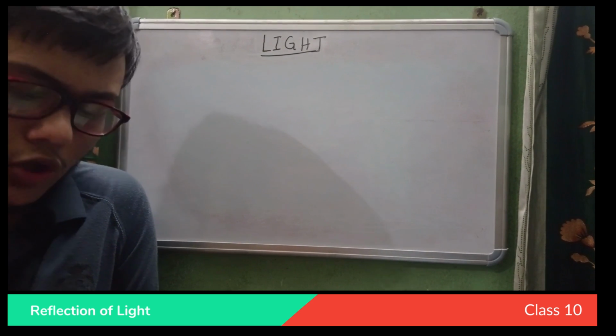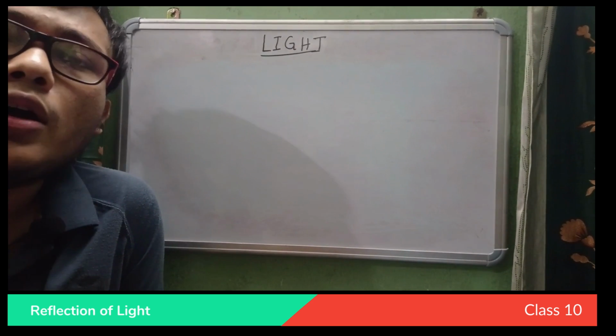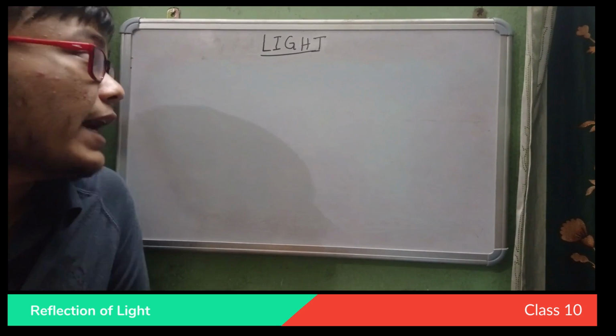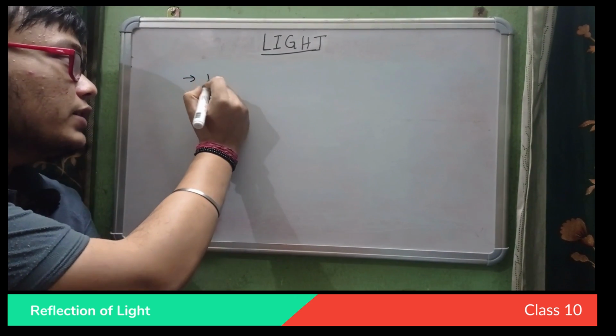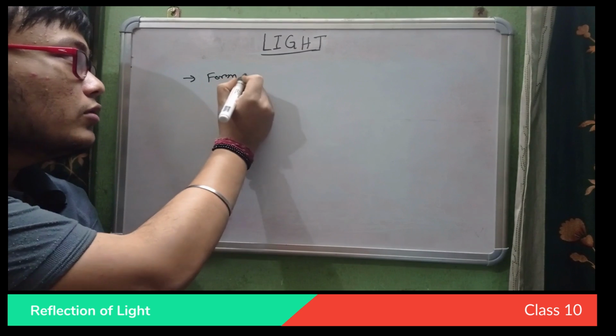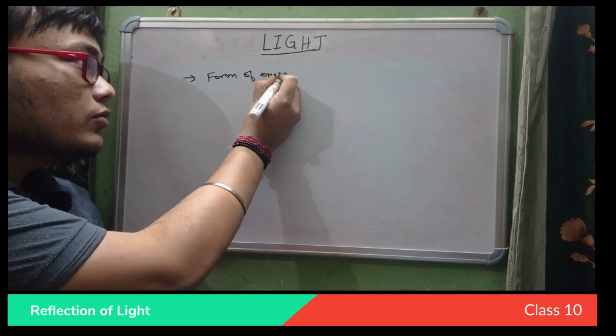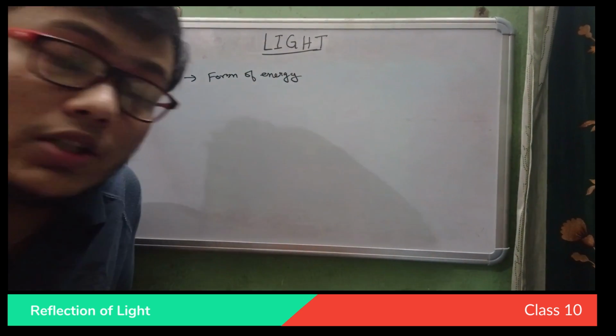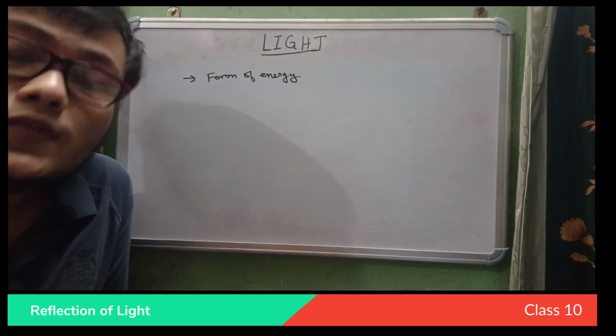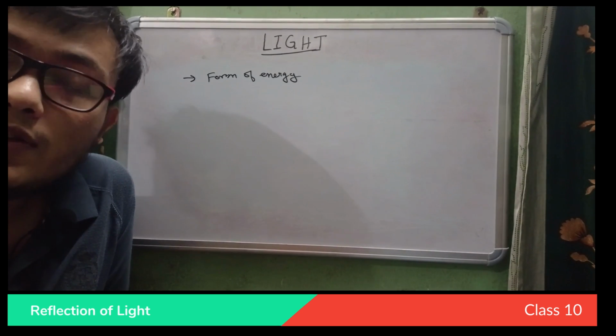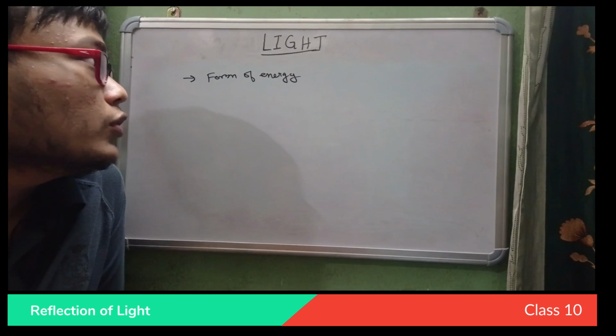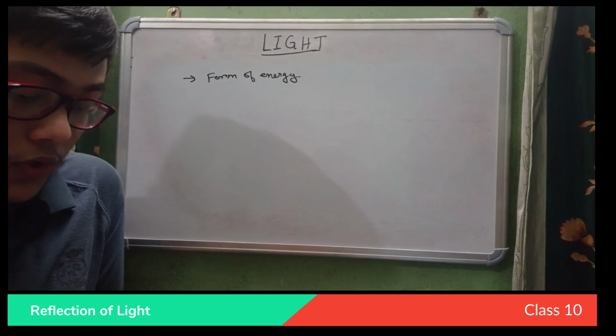So what do you mean by light? Light is actually a form of energy which helps us to see objects around us. It gives us the sensation of vision. So it helps us to see objects around us.